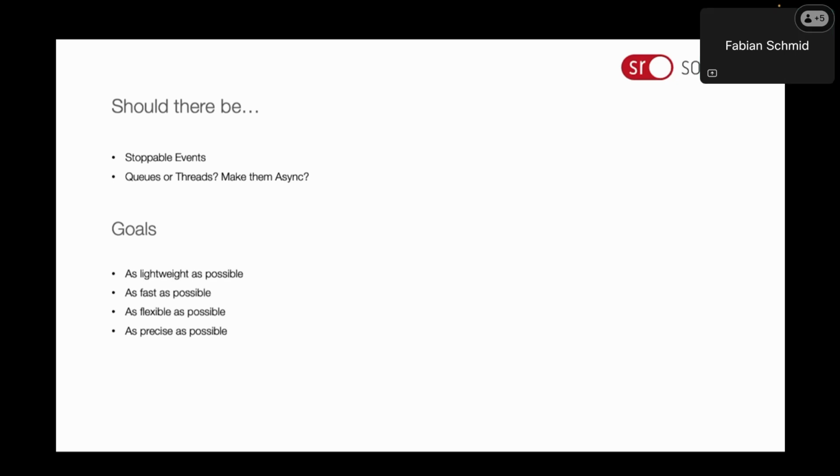The general goals are, it has to be as lightweight as possible. It has to be as fast as possible. We don't want to slow down the system by using events. This is one point why we could use async events, to not slow down the whole thing. It should be as flexible as possible.